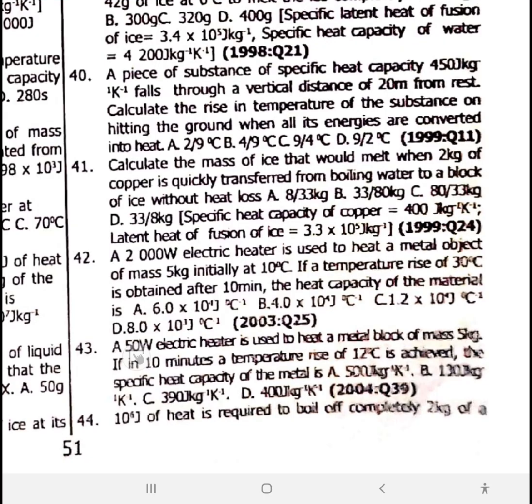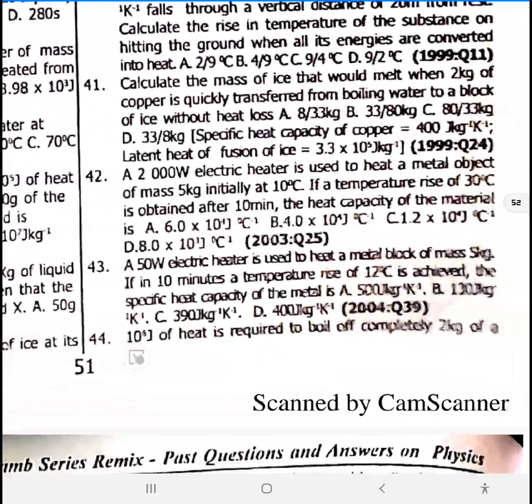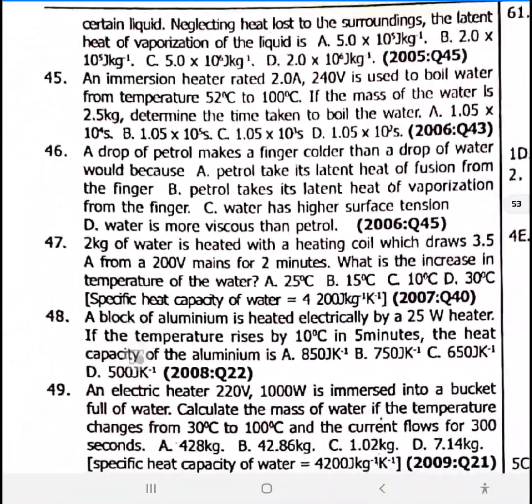44 has to do with calculations. Okay, 46. A drop of petrol makes a finger colder than a drop of water because the petrol takes its latent heat of fusion from the finger. That's not it, the petrol takes its latent heat of vaporization from the finger. Option B. Don't forget, vaporization is when the liquid changes to gas, while fusion is when the solid melts to become liquid.